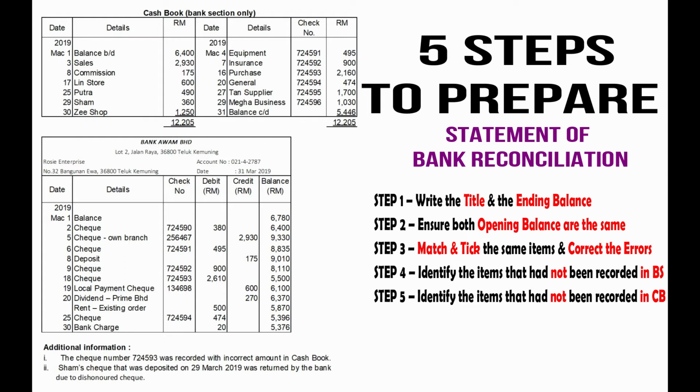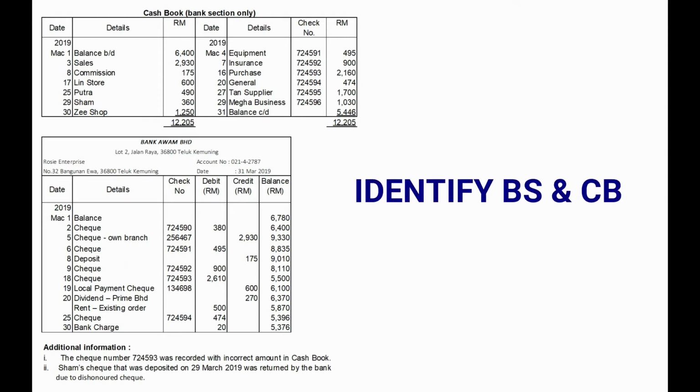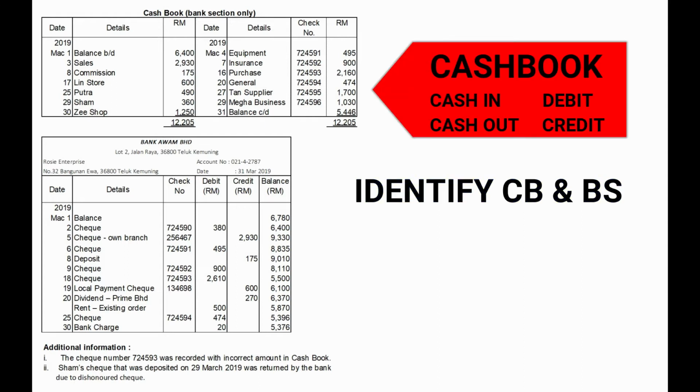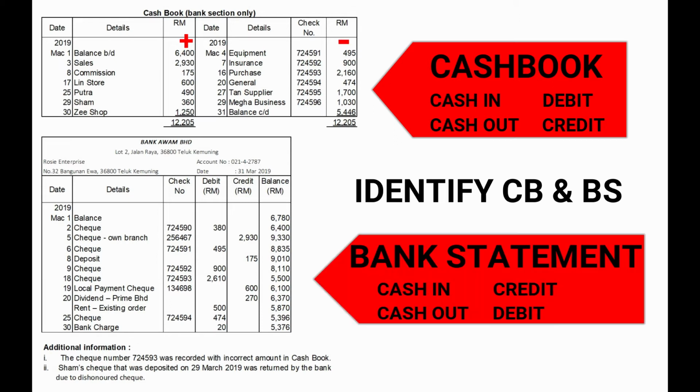Study the question carefully. Identify which one is bank statement and which one is cash book. Okay, so which one is the cash book? Yes, good. It is clear here. The above one is cash book. Remember, cash book is used by the business to record cash in on debit side and cash out on the credit side. And of course, bank statement is the below one.